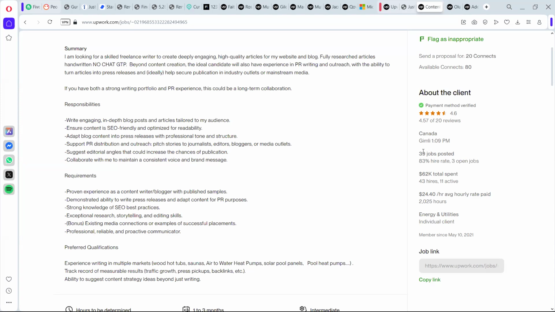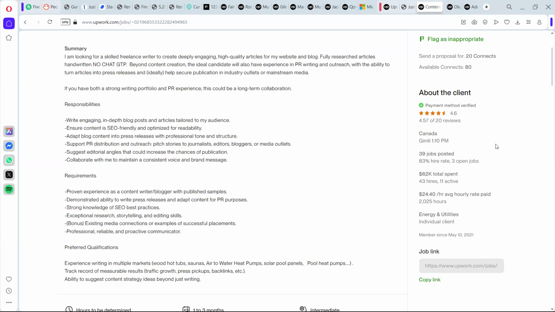That's 43 hires from 39 jobs, even though it's an 83% hire rate. So from these 39 jobs, they've hired 83%. You can do the figures, about 20-something times they've hired, but they've hired 43. So that means there are a lot of jobs where they've hired more than one person. Then they have 11 active jobs.